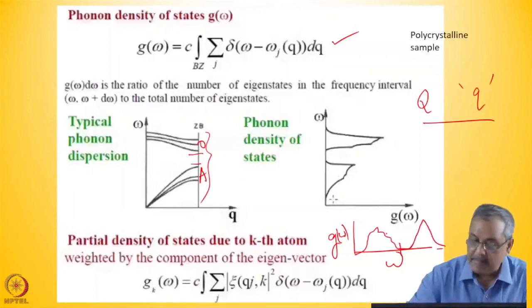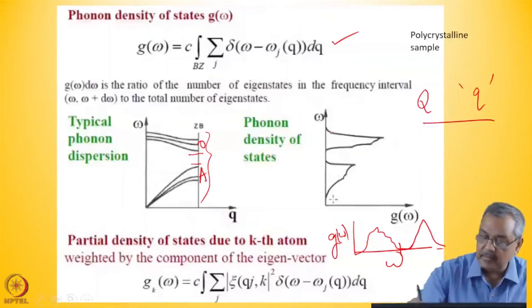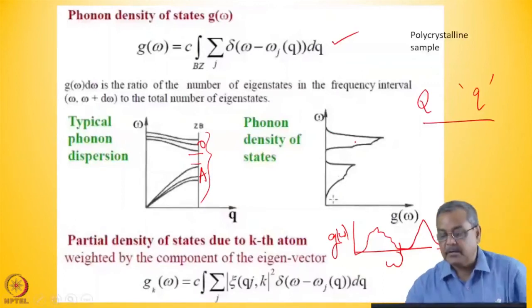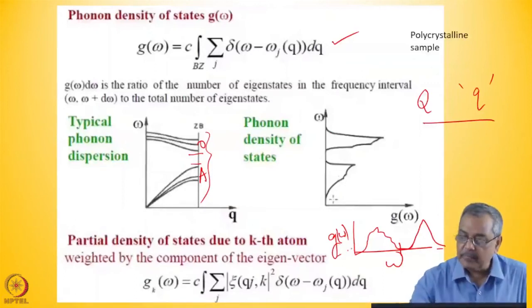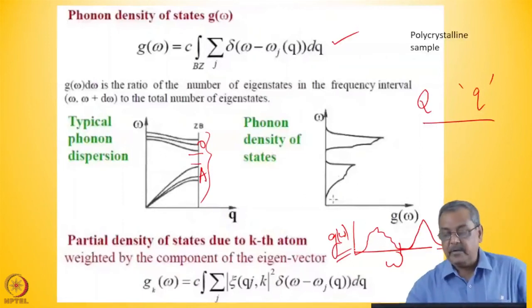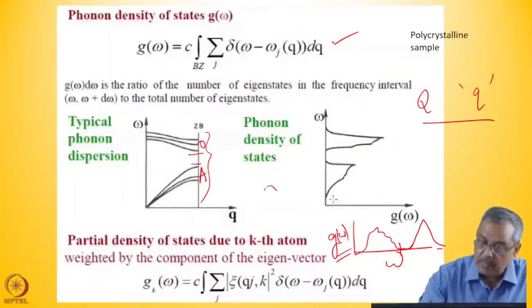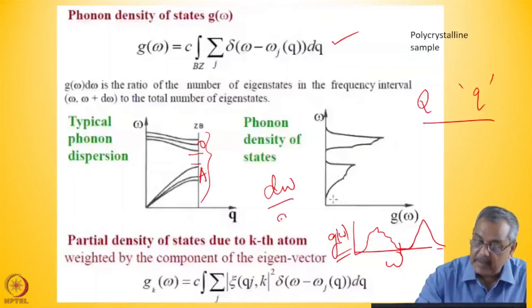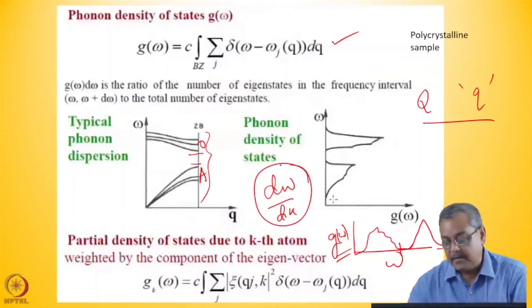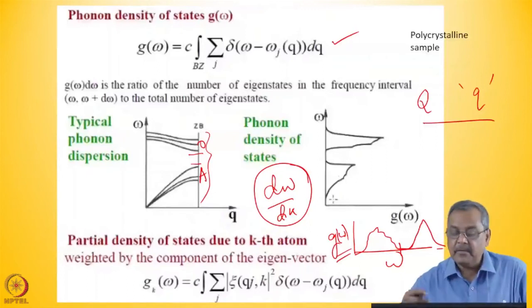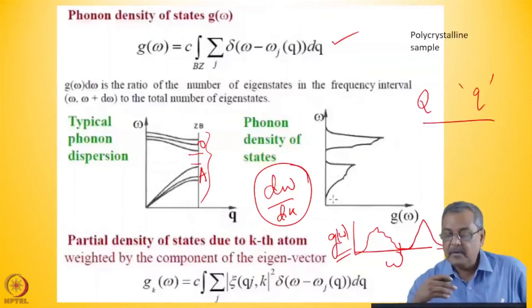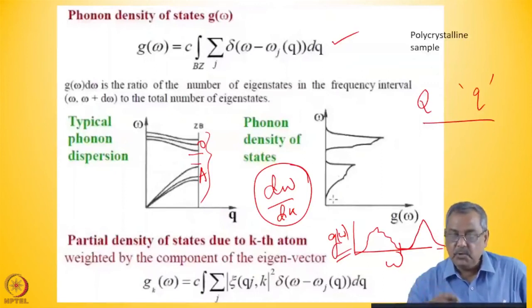So this is that gap, this gap, it is just shown in a perpendicular direction. But basically G(ω) gives me density of states, that means dω by dk for the entire sample. Now there is a summation over all the phonon branches, so it is only a function of omega, as I showed you earlier, and this is what we can measure.